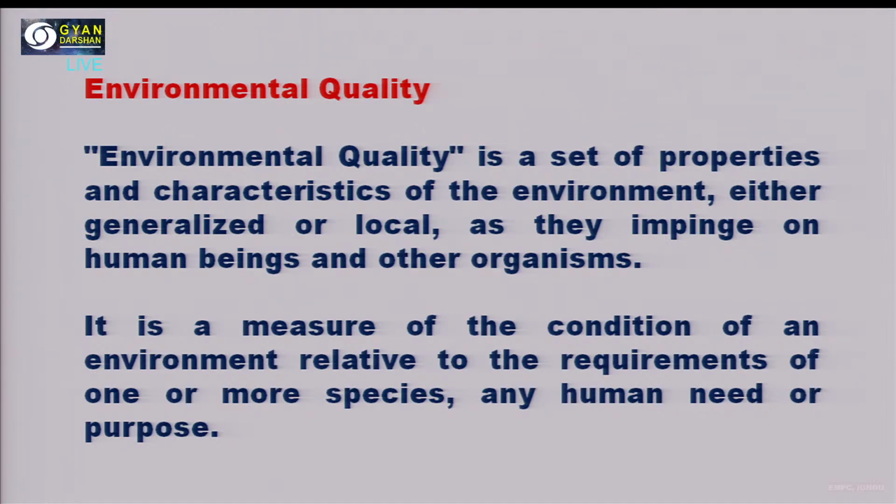When you further explain environmental quality, you also describe it as a measure of the conditions of an environment. How do you see the conditions prevailing relative to the requirement of one or more species and human need or purpose? Learners, this is very important for you to understand: what is our scale of saying environmental quality? When we are talking about air quality or water quality, we are speaking in respect of our need. If you take the example of water quality, it is in relation to the quality of water which is fit for drinking, for bathing, for recreational purposes, or for any other purposes.